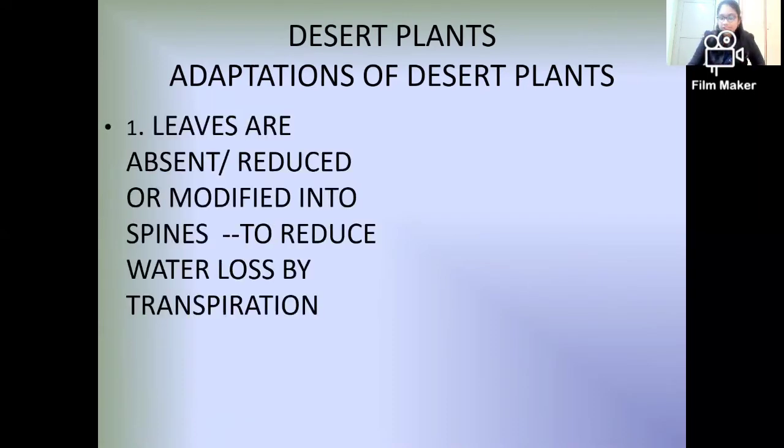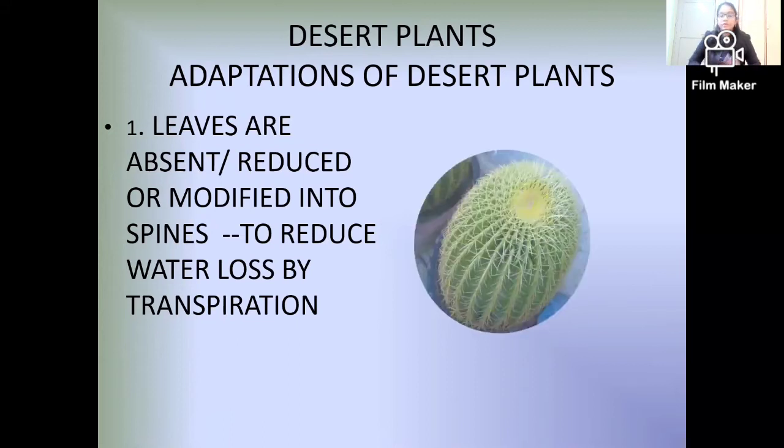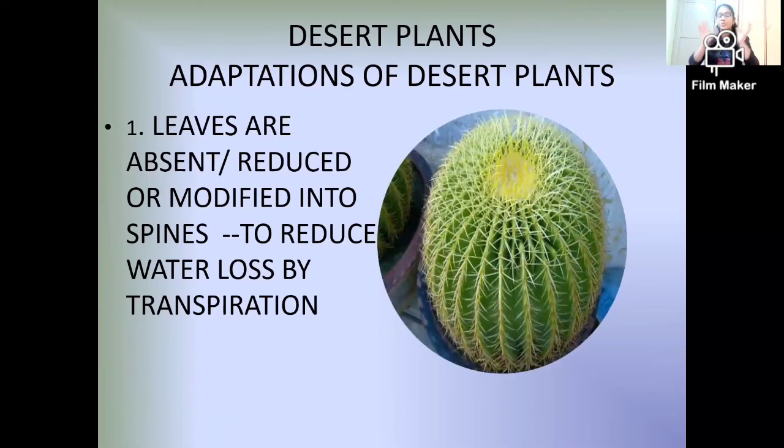The first adaptation is that leaves are absent, reduced, or modified into spines to reduce water loss by transpiration. Because if leaves are there on a cactus, there is already water scarcity in the desert, and transpiration in leaves would make it even harder to keep water inside. Due to the heat, the leaves may dry up and fall, which leads to the death of the plant.